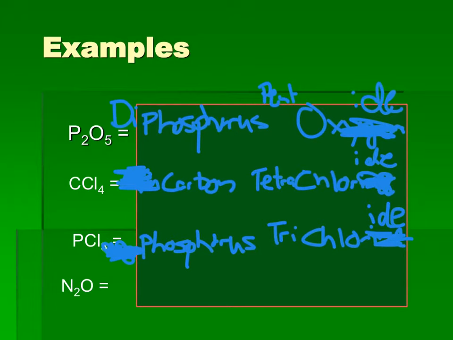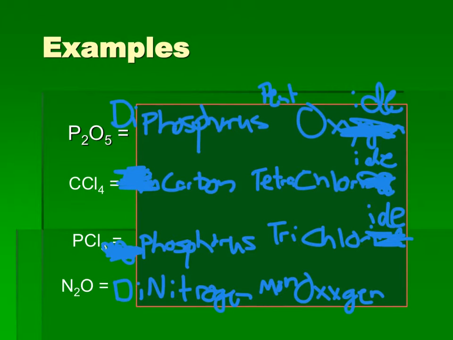And then, looking at the last one, we have nitrogen, and we have oxygen. Step number 2, we need to add our prefixes. Since we have 2 nitrogens, that is the prefix di, and we have 1 oxygen, that is the prefix mon.